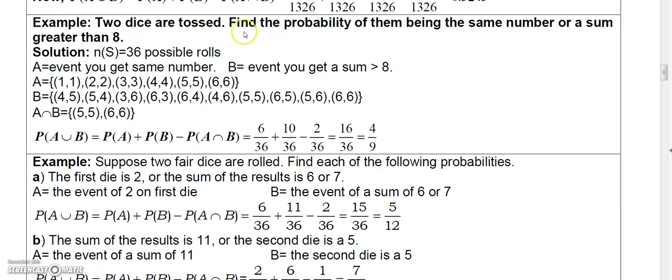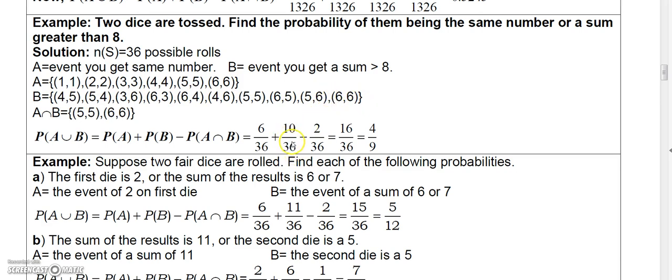This one says find the probability of 2 dice being rolled and them being the same number or a sum greater than 8. So really here all you have to do is find the probability that they're the same number, and there's 6 ways they can be the same number out of 36. Then find the probability that the sum is greater than 8. So just list all the ways you can get a sum greater than 8, and you'll see there's 10 out of 36 ways.